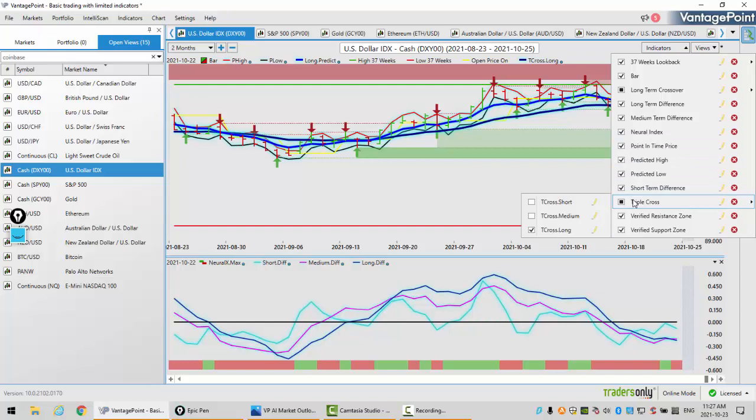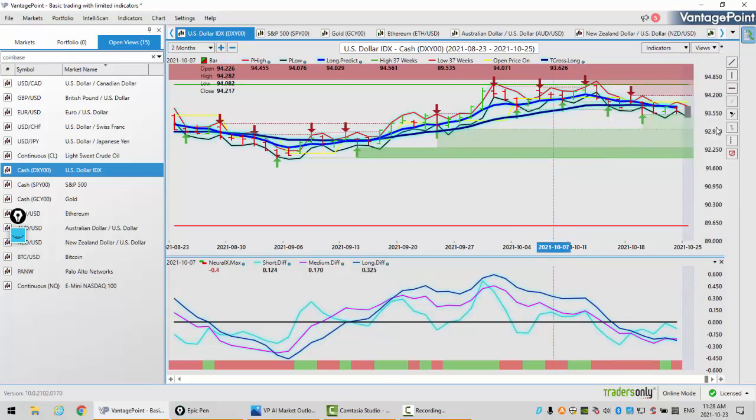But again, we're going to mix it up a little bit this week, and we're going to use the T cross long, which I often talk about as a major support level by itself without the T cross short or the medium, and of course, the very popular verified support and resistance zone. So as we can see, what we're using here now is the long predicted, an excellent daily pivot for entry points. We're using the T cross long to identify the primary directional bias, the current directional bias.